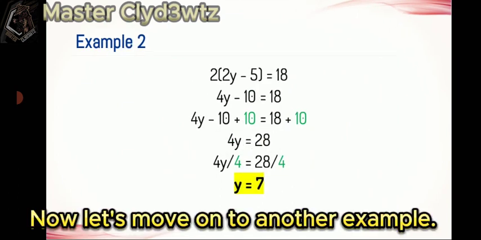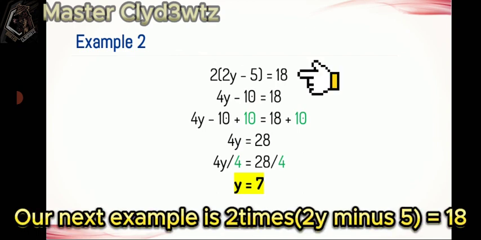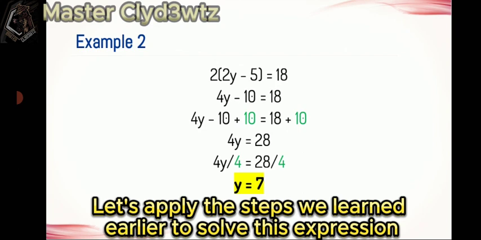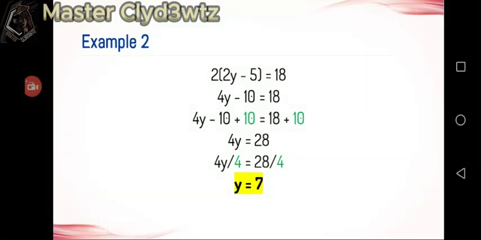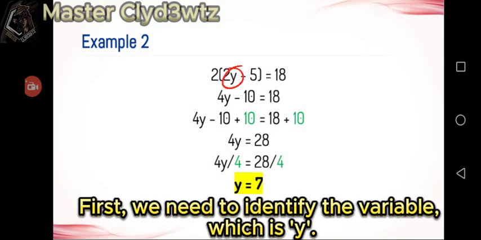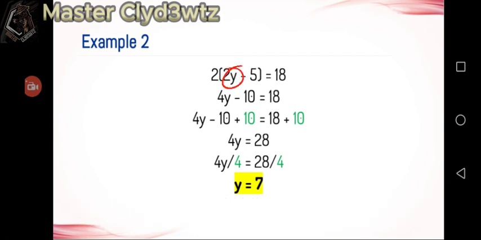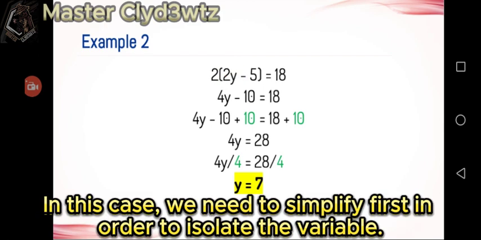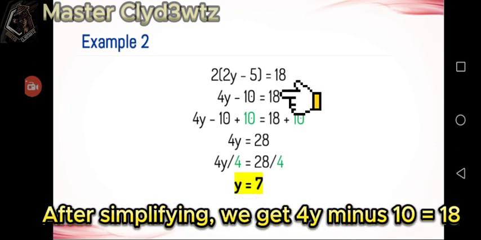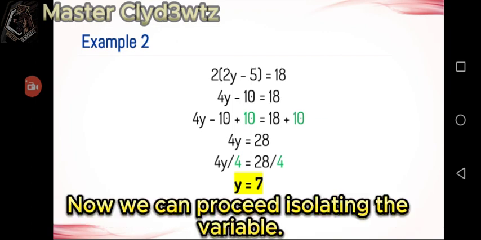Now let's move on to another example. Our next example is 2(2y - 5) = 18. Let's apply the steps we learned earlier to solve this expression. First, we need to identify the variable, which is y. In this case, we need to simplify first in order to isolate the variable. After simplifying, we get 4y - 10 = 18. Now we can proceed isolating the variable.